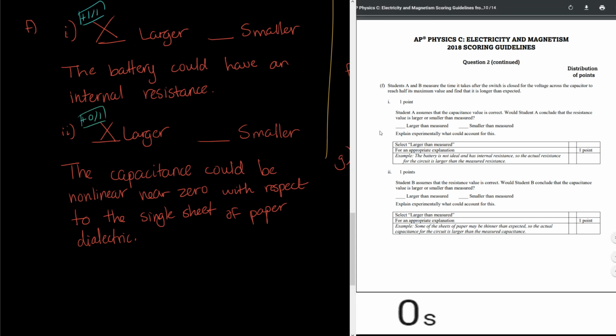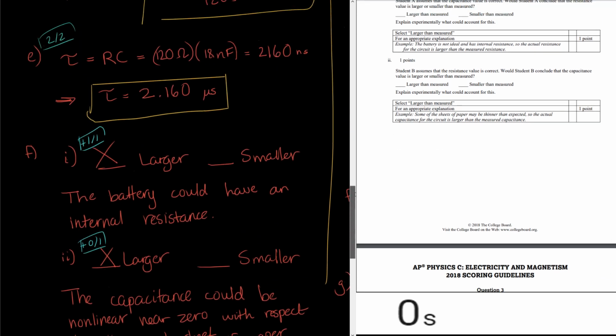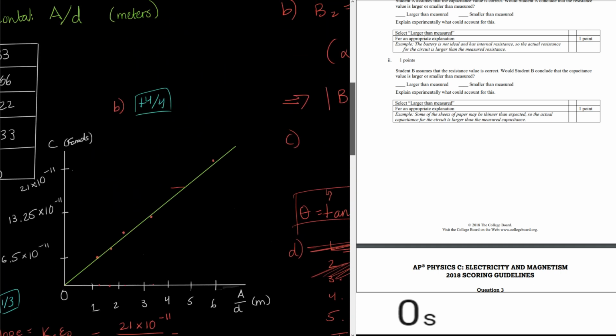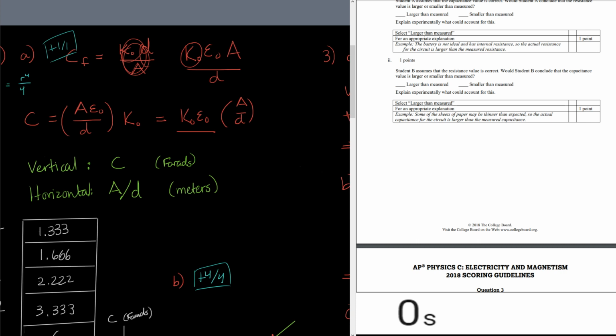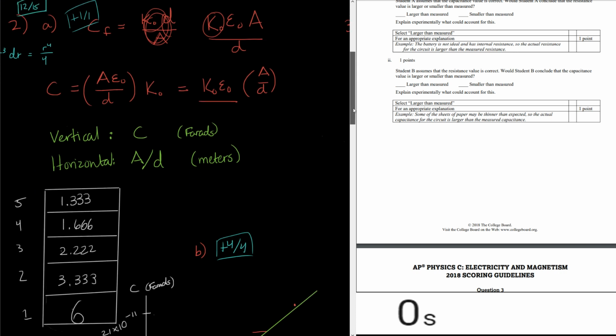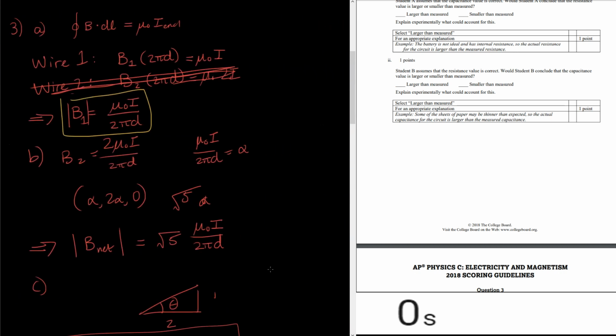All right. That's question 2. Let's count up the points we got. 0, 1, 2, 3, 4, 5, 6, 7, 11, 12 is the total. Question 3.